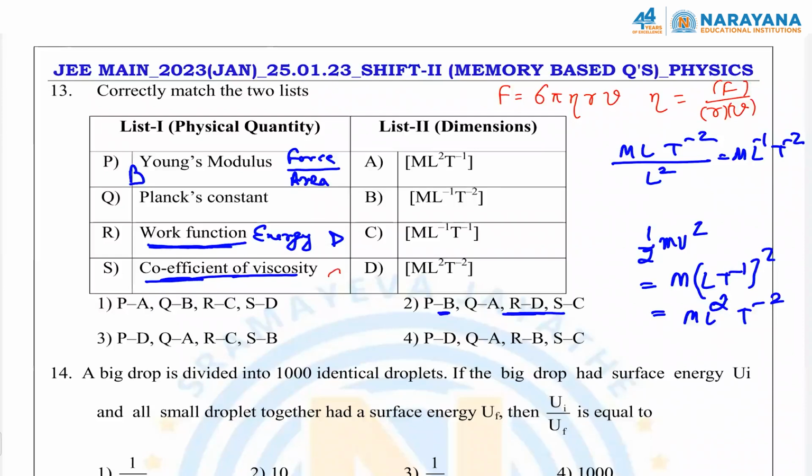The answer will come out to be C, ML^-1 T^-1. Being a teacher, I remember this data. And for Planck's constant, obviously the last one is left. Still, let's go for Planck's constant.